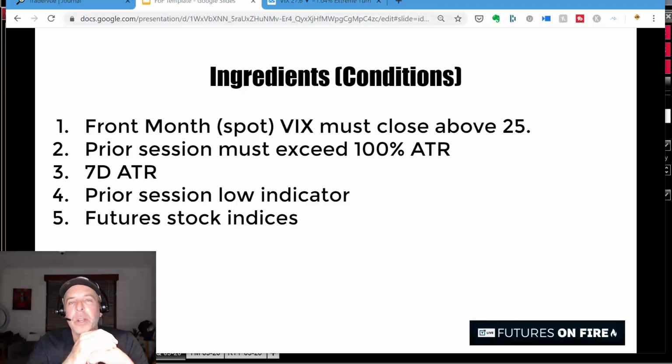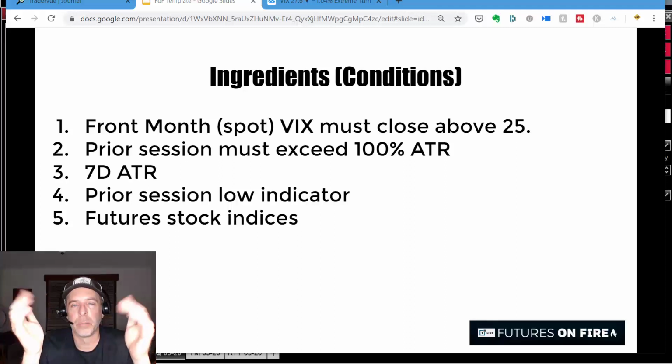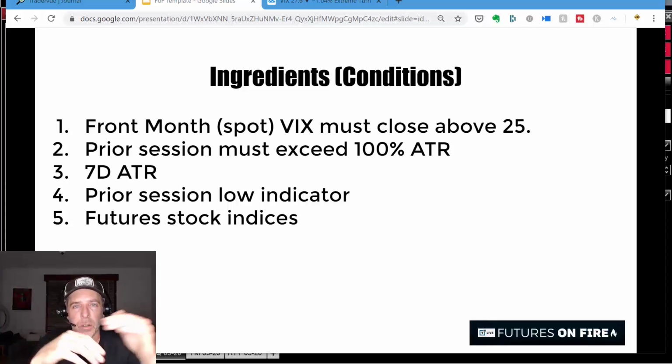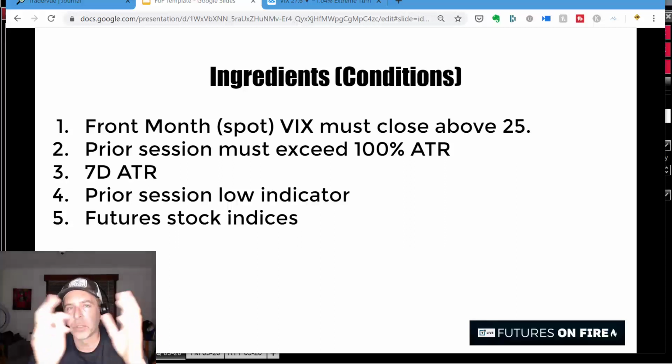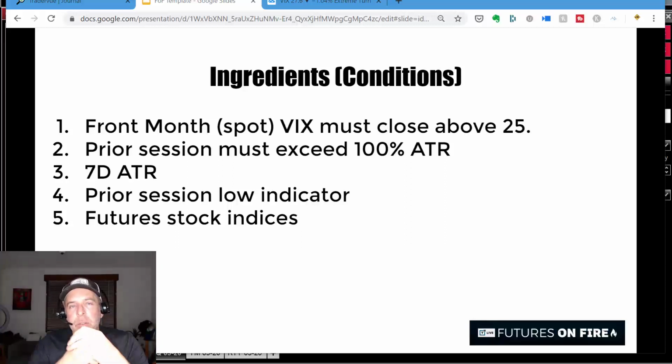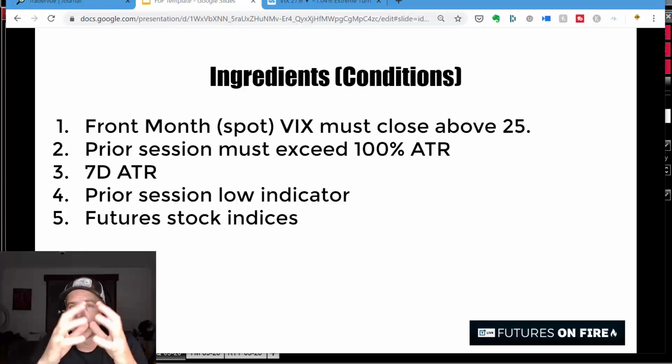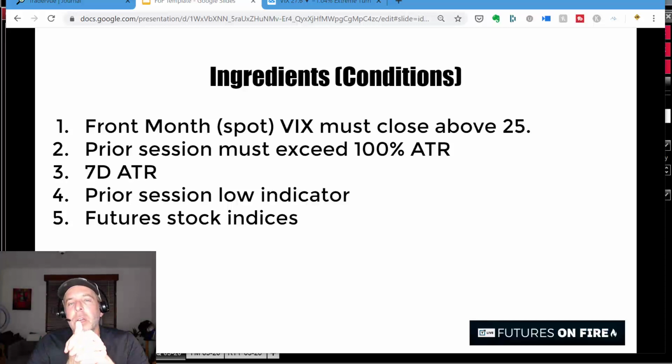The prior session low indicator: you have to be able to plot on your chart what the low for the prior session was. And you do have to do this with futures stock indices. I get asked a lot whether you can do it with equities. I know there are some who trade after hours and things, but that's the deep end of the pool. I do it with the futures markets, and I only do it with the stock index futures, not with gold or crude oil or anything else. Generally just with the S&P 500 and the Nasdaq. Occasionally I'll throw in the Dow and the Russell.